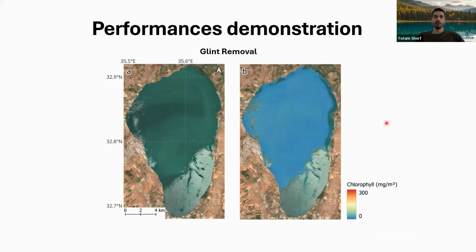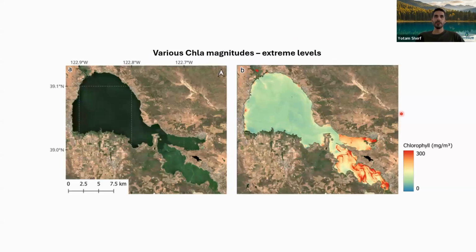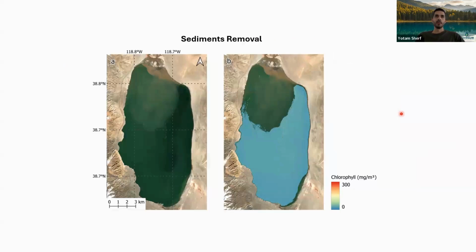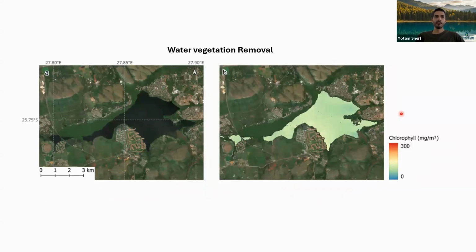Okay, now let's go to a performance demonstration of the original images that I showed you previously with the chlorophyll-a mapping, the accurate one. You can see how glint pixels are accurately removed. And also here you can see the clouds removal, very efficient. In addition, you can see algae in different densities, and also at very high densities, accurately identified. Also in this case, you can see the sediments removal, snow and ice removal, water vegetation.